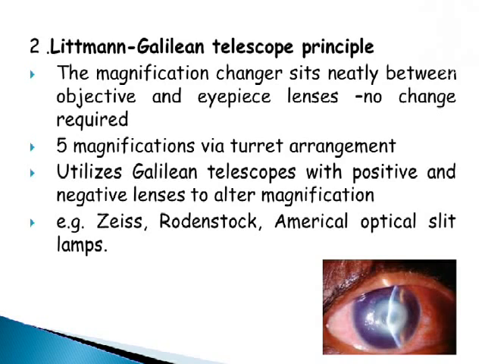Here the magnification changer sits neatly between the objective and the eyepiece. It allows for more magnification steps. So there are 5 magnification steps on this turret arrangement. It utilizes the Galilean telescope with positive and negative lenses to alter the magnification. So the Zeiss, the Rodenstock, the American Optical slit lamps, these have the Galilean telescope principle.